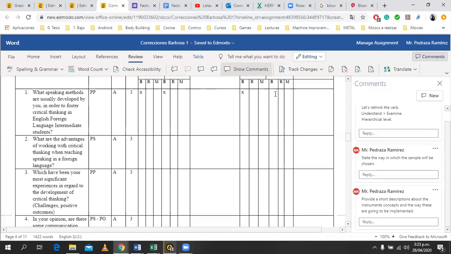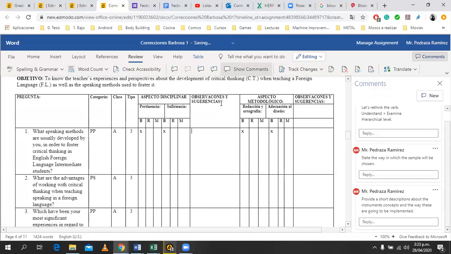This sounds good, but I would like to say, for example, what is this? Observation, surveillance, the methodological issue.